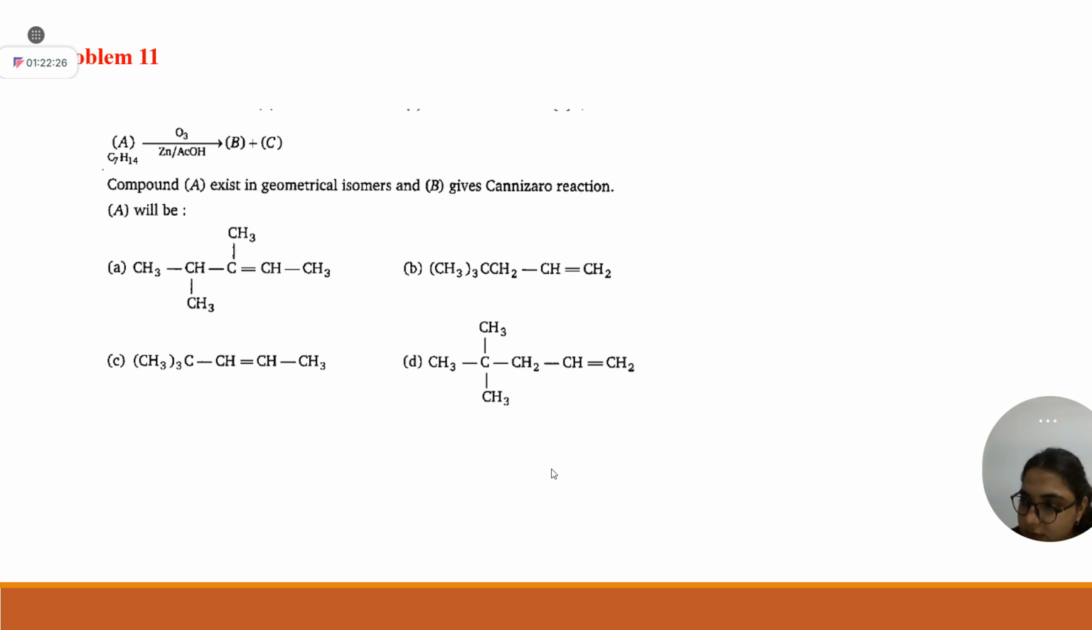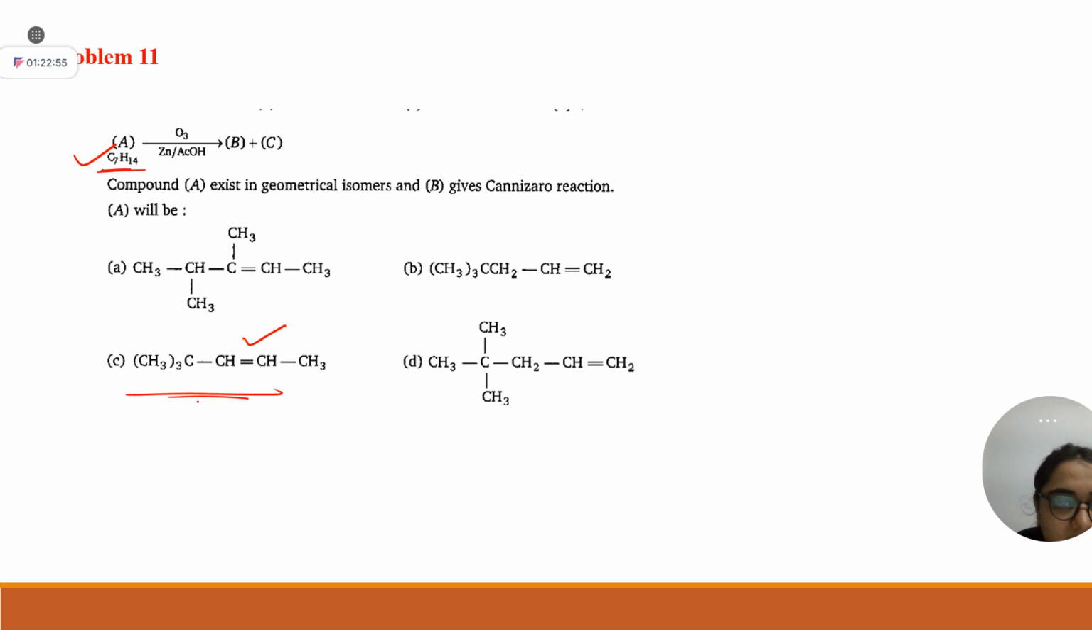Ma'am, I think C will be correct. Okay, she is saying C. Okay, first let's check. Is A having C7? So 3, 4, 5, 6, 7. Okay, 14. 3 3s are 9, 10, 11, 12, 13, 14. Okay, it is following the criteria. Now they are saying it exists in geometrical isomers. Yes, they can exist. So A is following all the criteria.